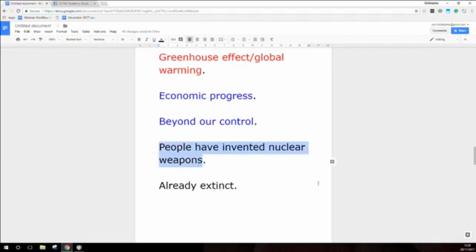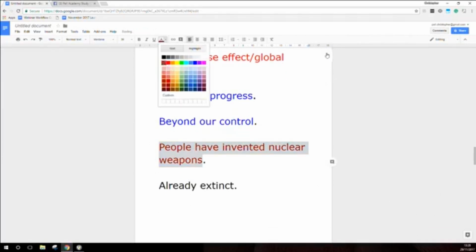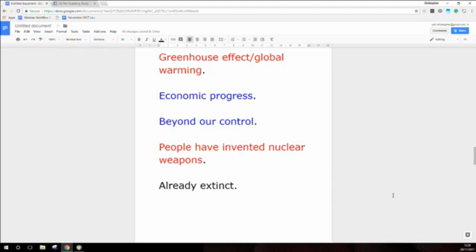People have invented nuclear weapons. That doesn't make sense at all. Your ideas need to make sense. Imagine you're having a conversation with somebody, and they say, it's not too late to save the planet. And you say, no, it is too late because people have invented nuclear weapons. What would be their response to you? Their response would be, I don't understand what you mean, or that doesn't make any sense. So maybe with this idea, you're thinking in a different way, but you need to be more specific. Already extinct, that's an excellent idea.